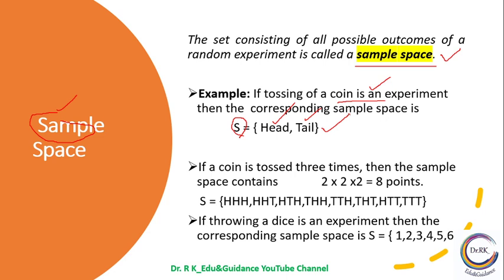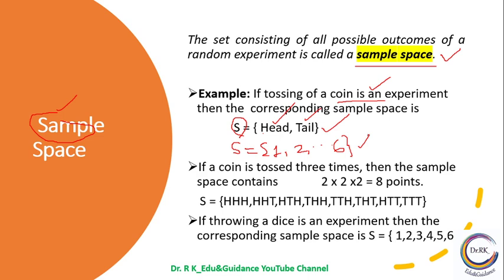Like this, suppose we take another example, that is throwing a die. If we throw a die, we know the possible outcomes: either we may get 1, 2, 3, 4, 5, 6. If we take the set consisting of all the possible outcomes from 1, 2, 3, and so on up to 6, this is called a sample space.